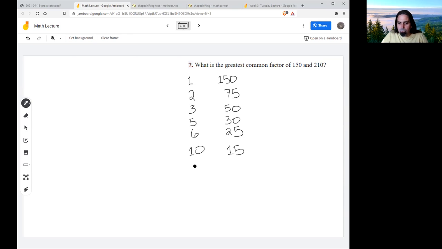Does 11 work? No. 12? No. 13? No. 14? No. So then we're up to 15. We're done with that one. Sorry, I made a mistake. I was too eager with times 10s.